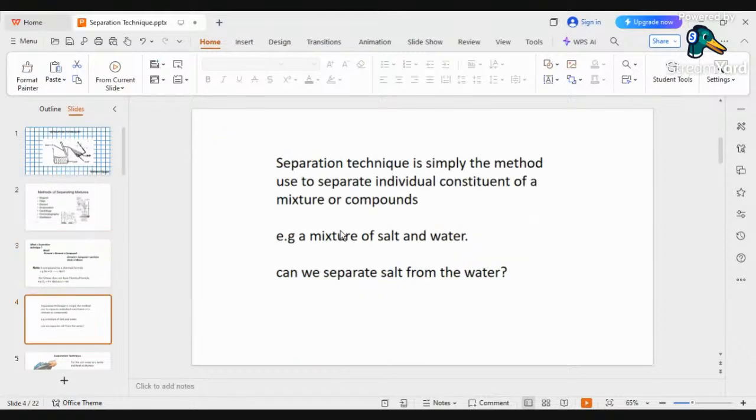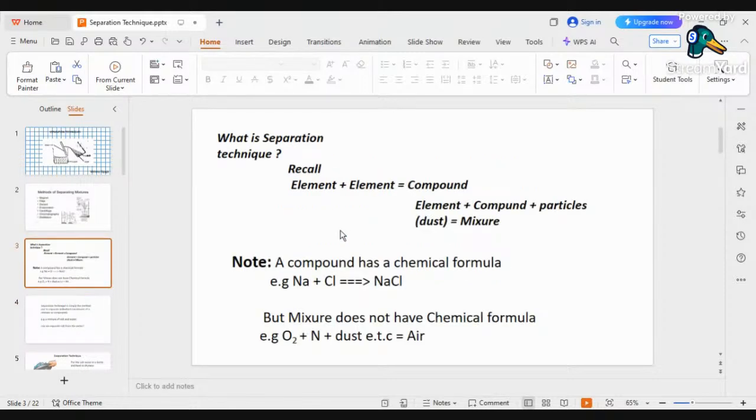So moving forward, what are these separation techniques that we are trying to define? Separation techniques is simply the method that we use to separate individual constituents of a mixture or compound. So for example, we have oxygen plus nitrogen plus dust to give us air. If we are trying to separate oxygen from air, we will apply a separating technique. So a separating technique is the method that we apply to remove a particular particle or element from the whole combination.